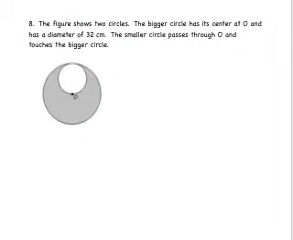Alright, so the figure shows two circles. The bigger circle has its center at O and has a diameter of 32 centimeters, and the smaller circle passes through O and touches the bigger circle. So let's go ahead and label what we know.